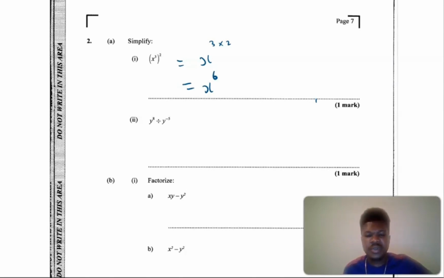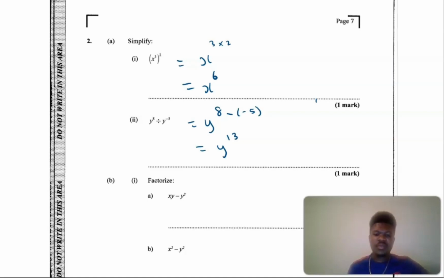And the second part, we are dividing. So we have y to the 8 divided by y to the negative fifth power. And once we're dividing and the bases are the same, we subtract the powers. So we're going to have y to the 8 minus the negative 5. Therefore, we're going to have y to the 13 here.